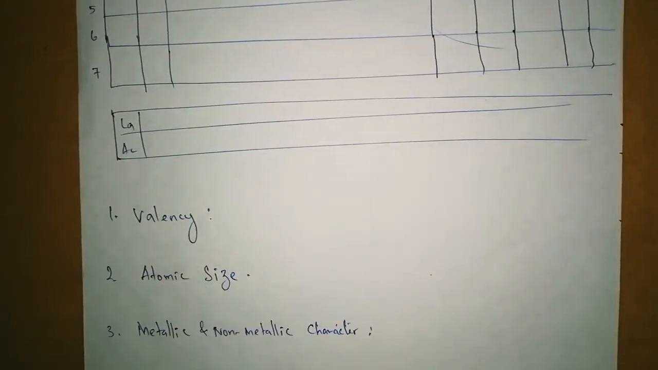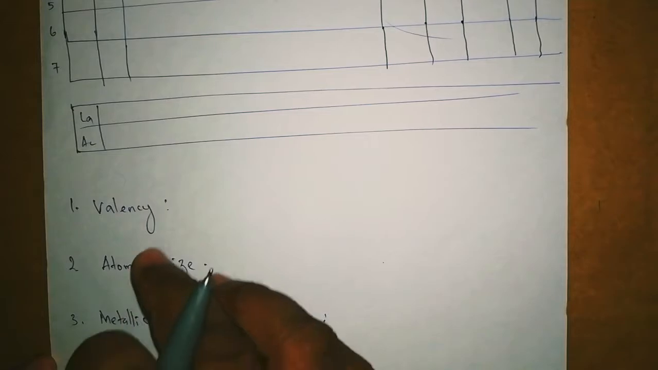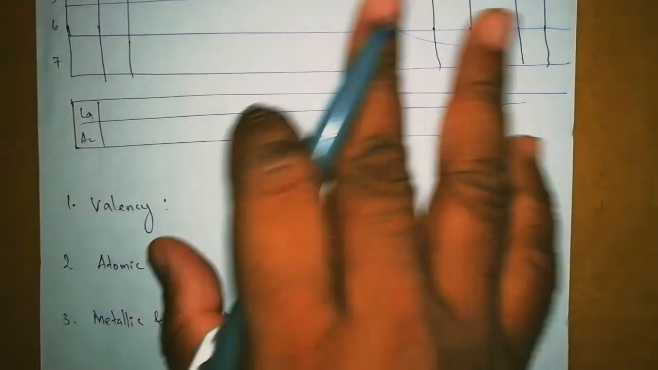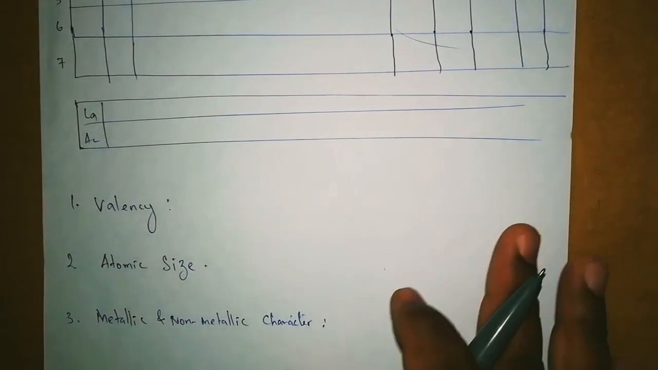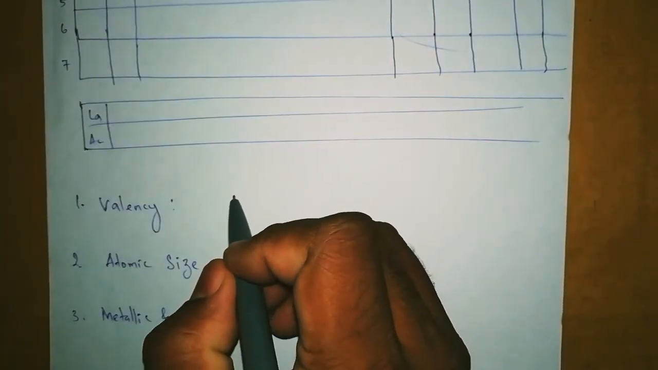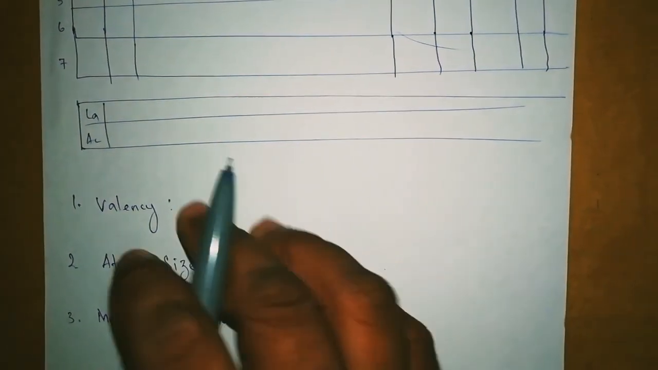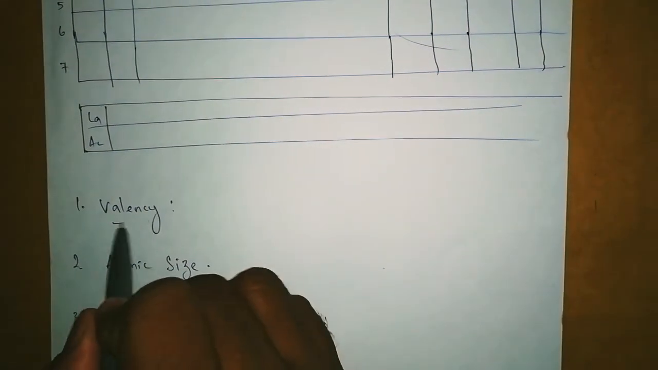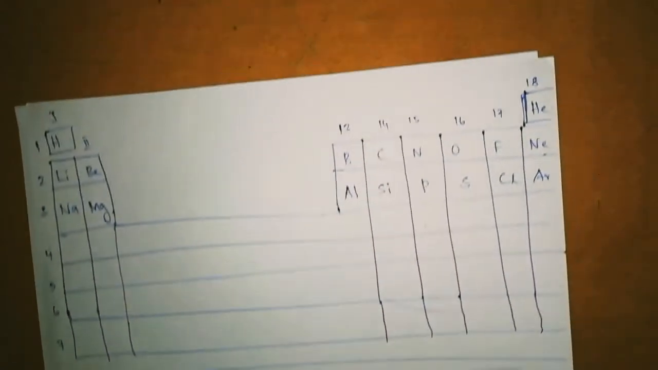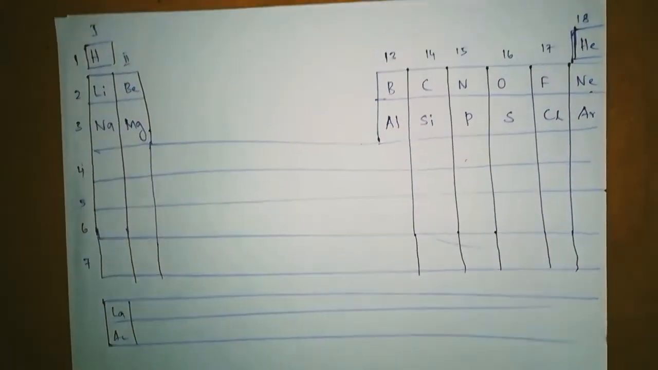Okay, what are we going to learn about valency? As we all know, valency is nothing but the number of electrons present in the outermost shell of an atom. And if it exceeds 4, that means you have to subtract it from 8. This you all know about valency. How is this valency playing an important role in this periodic table? Let's see some examples here.